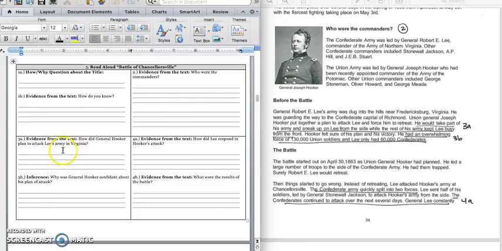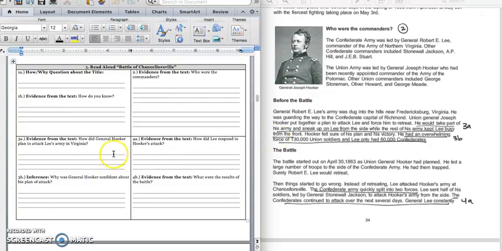All right, so we'll stop right there. It says, how did General Hooker plan to attack Lee's army in Virginia? And if I go back in the text, it says he put together a plan of attack. That doesn't tell me what his plan is. I need to keep reading. It says he would take part of his army and sneak up on Lee from the side, while the rest of his army kept Lee busy from the front. Okay, so he was going to split up his army and use it as a distraction while he attacked him from the side.